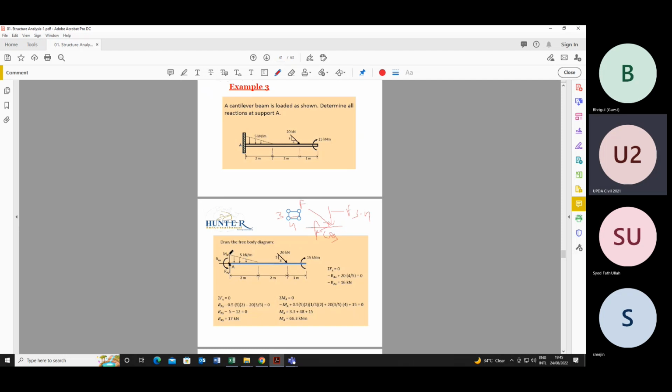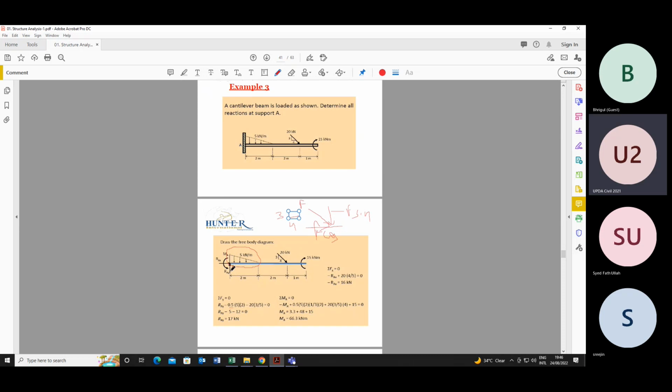For the uniformly varying load, what will be the total load acting on the member? If you see, 5 kilonewton per meter, at this point it is 5 kilonewton, so it will be going down. To calculate the total load acting on the member, we will calculate the area. What is the area of triangle? Half into base into height. Half, that is 0.5.